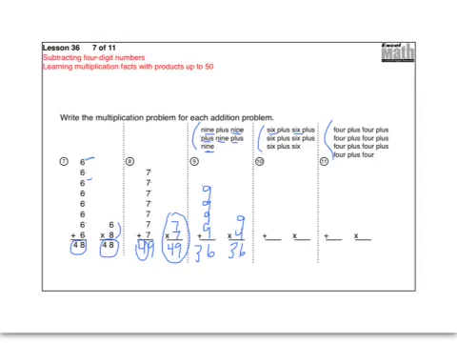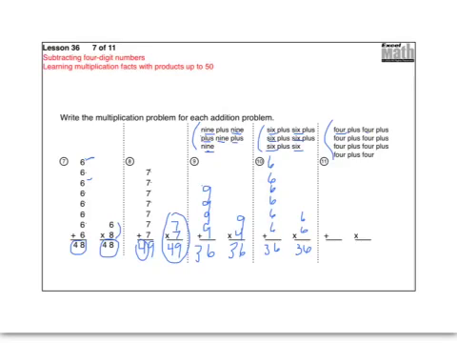Here we have 1, 2, 3, 4, 5, 6 different 6's there. So you should have written 6 6's, and that's equal to, of course, 36. And 6 times 6 is 36.